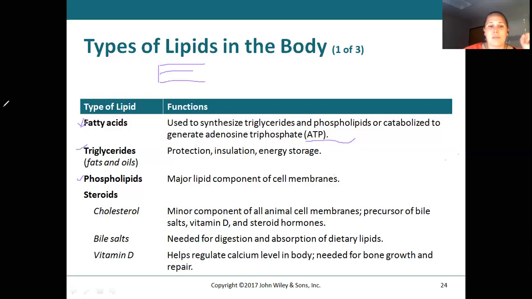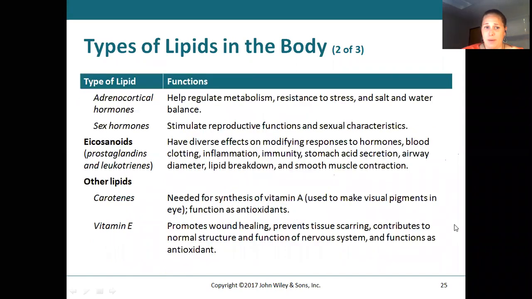Steroids are also an example of lipids within the body. Things like cholesterol, bile salts, and vitamin D are all steroids that are important for cell signaling, but also sometimes cofactors for biological processes as well. So just like sugars are important for the function of the body, lipids are also important. Last one down here, vitamin D helps regulate calcium levels in the body, needed for bone growth and repair.